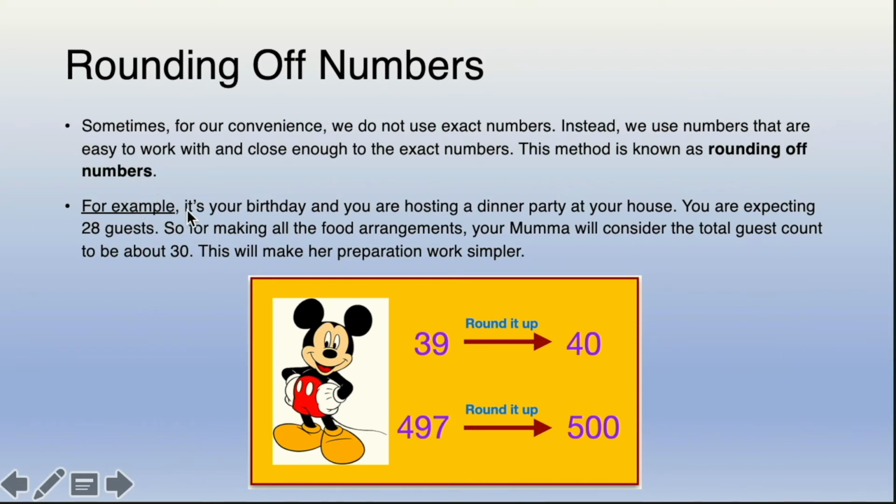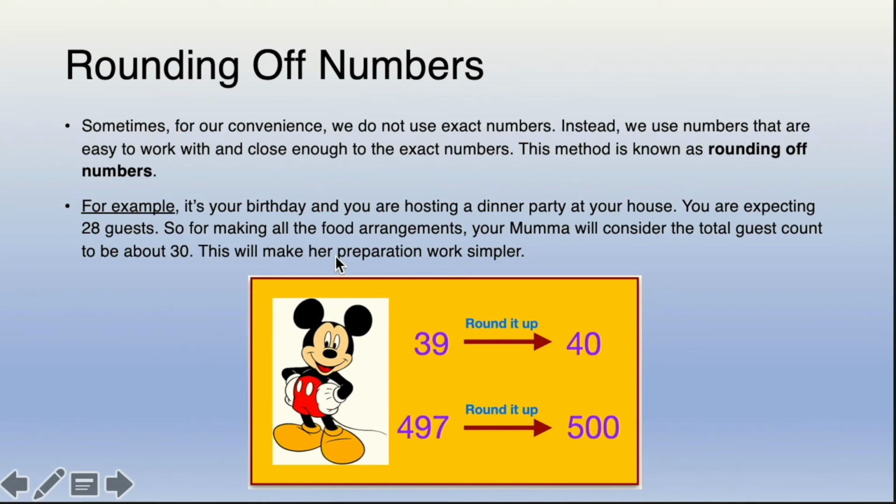For example, it's your birthday and you are hosting a dinner party at your house. You are expecting 28 guests. So, for making all the food arrangements, your mama will consider the total guest count to be about 30. See, over here the number 30 is near to the exact count, that is 28. The number 30 means 3 tens, and this number is easier to work with rather than this number.